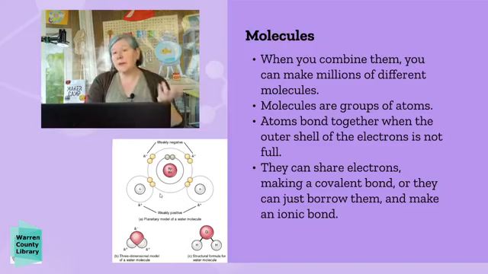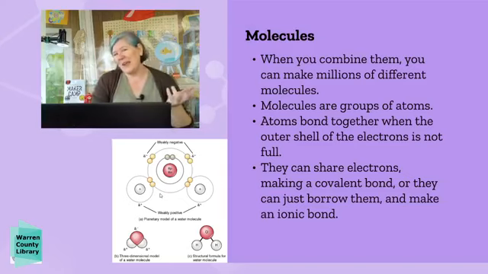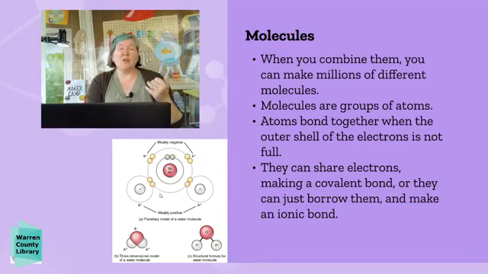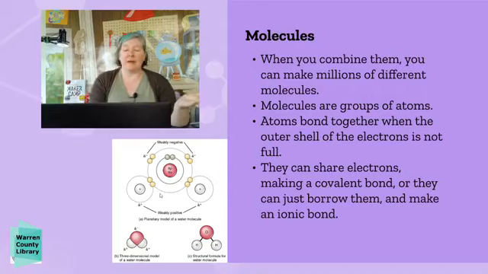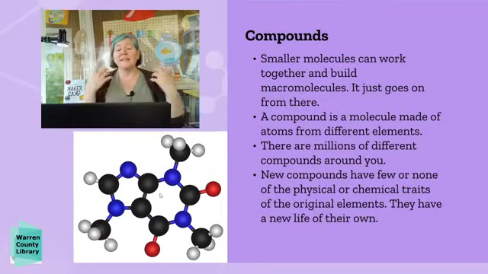Well, sometimes electrons like to travel, okay? So if two atoms decide to share an electron, or if one atom steals an electron from another atom, we have a bond that's made, okay? And when that happens, we get a molecule. These compounds can then join together. Molecules can join together and become macromolecules.